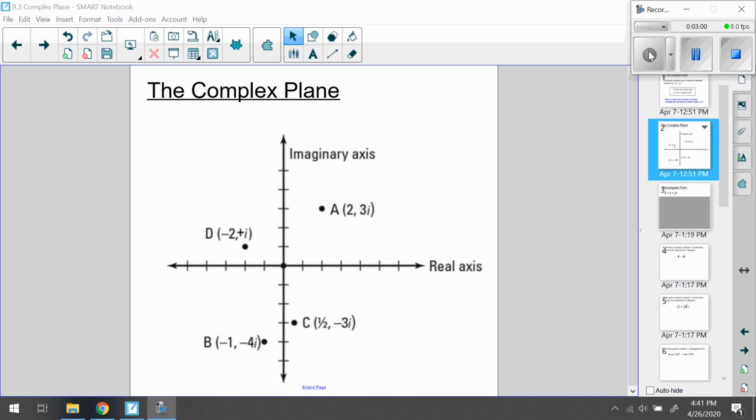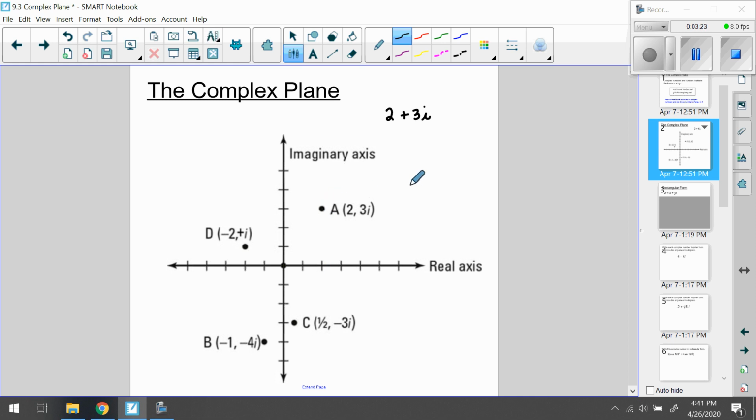If I have a number like point A here, that would be something like 2 plus 3i. So x would be 2 and y would be 3. You would go over 2 units on the real axis, and then up 3 units on the imaginary axis. And that's where the point A would be located.